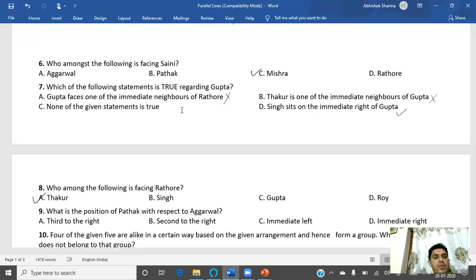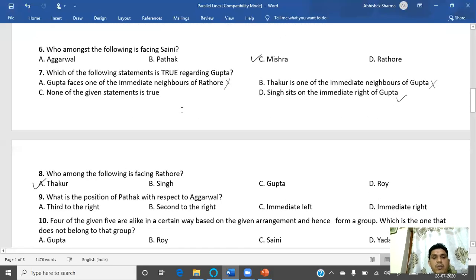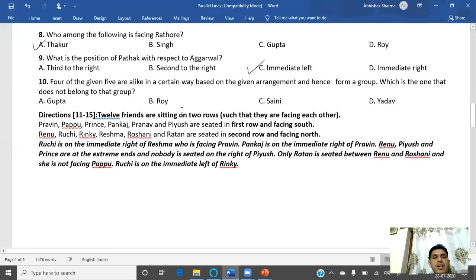Let us check for question number 9. What is the position of Pathak with respect to Agrawal? So Pathak with respect to Agrawal, if we said, so immediate left will be the answer. So our answer will be C, immediate left, right? So friends, I am not going through the question number 10. You can look, you have done the arrangement and you have the questions. Okay, I am coming to the next question.